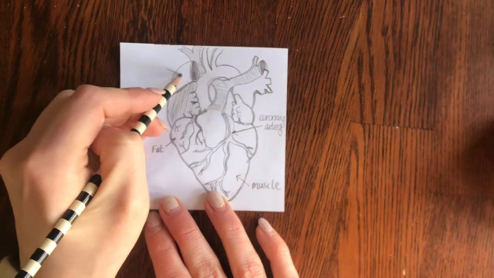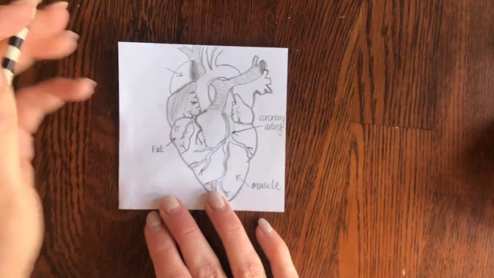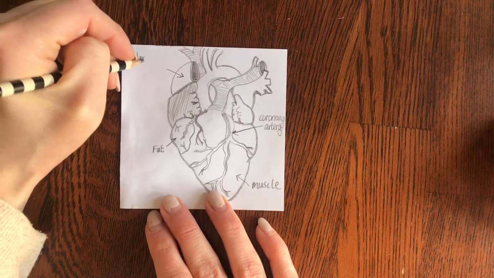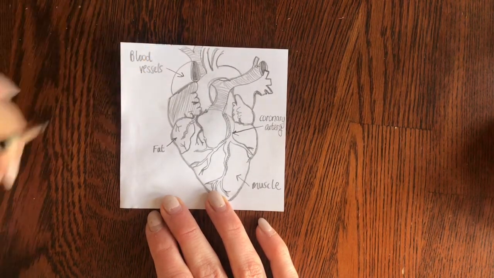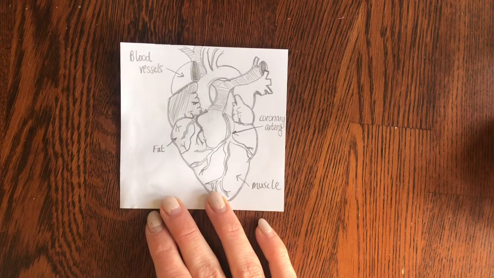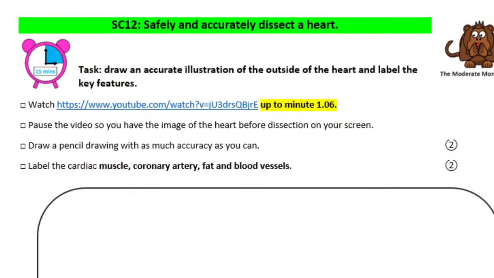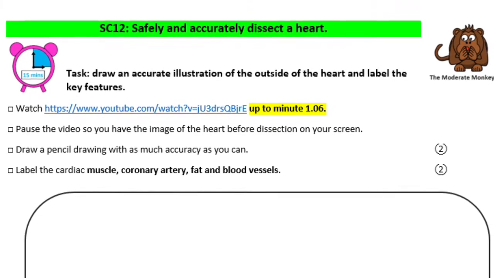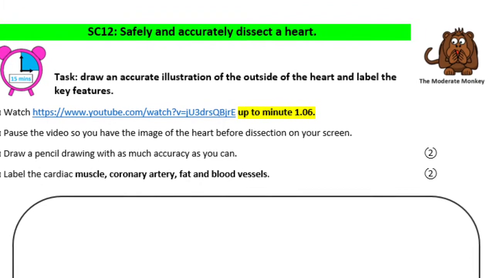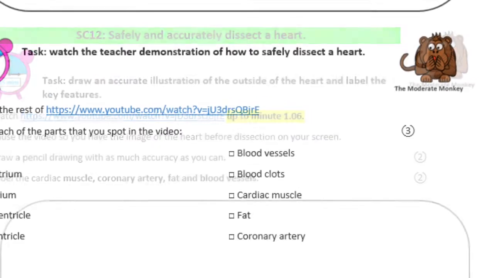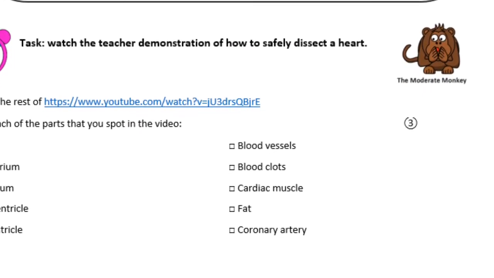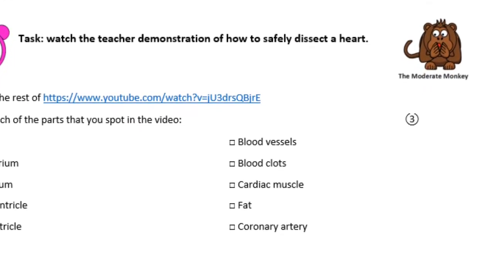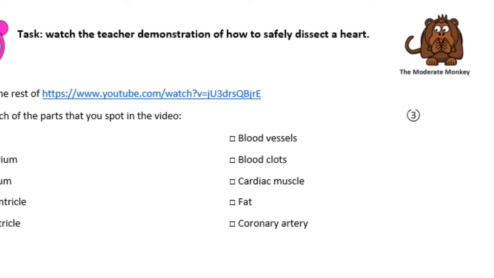Lastly, we're going to label the blood vessels. These are any of the hollow tubes that are coming out the top of the heart. So you can go ahead and give yourself the marks if you drew your picture and labelled your heart correctly. Moving on to the next task, you need to watch the rest of the heart dissection video, and all you have to do is tick any parts that you spot in the video.